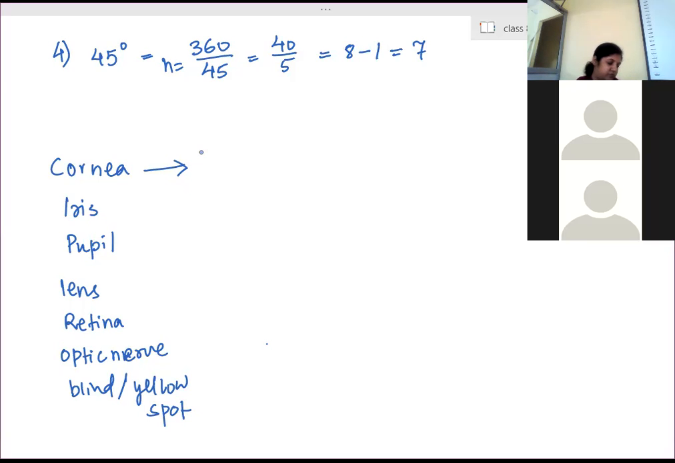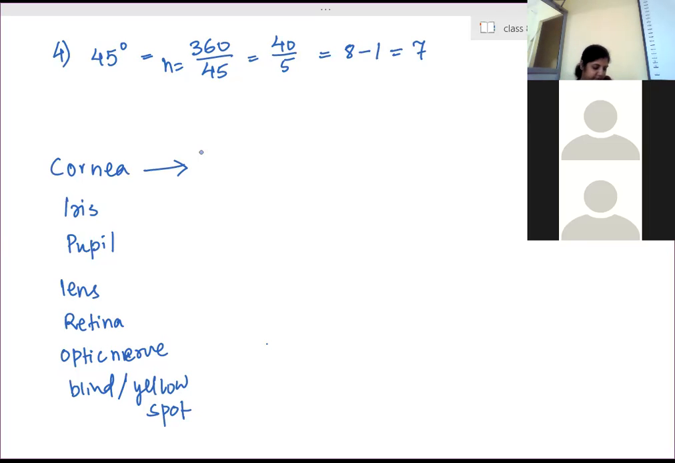Then pupil function. Ma'am, it's inside the iris and it's black in color because no light is reflected from it. Main function of it is that the amount of light entering the eye is controlled by the pupil, by the size of the pupil, right? Then lens: refraction takes place through the lens, and image formation takes place through the lens. Image is formed with the help of lens.